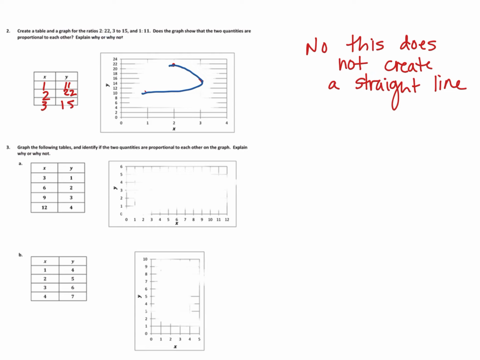On number 3, graph the following tables and identify if the two quantities are proportional to each other on the graph. Explain why or why not. So we need to go to 3, 1, 6, 2, 9, 3, and 12, 4. If we are to draw a line through this, it is a straight line that goes through the origin.